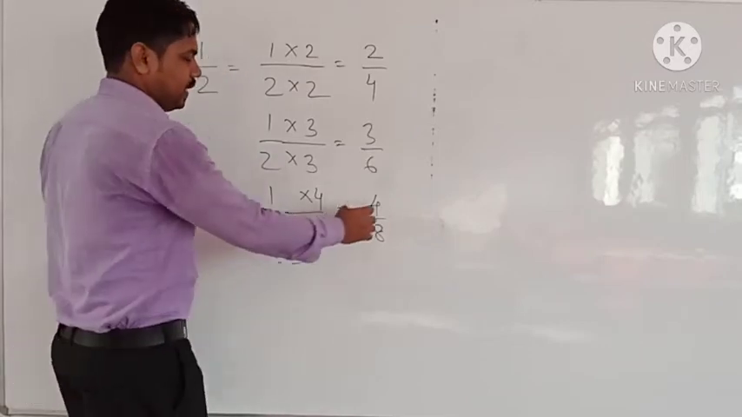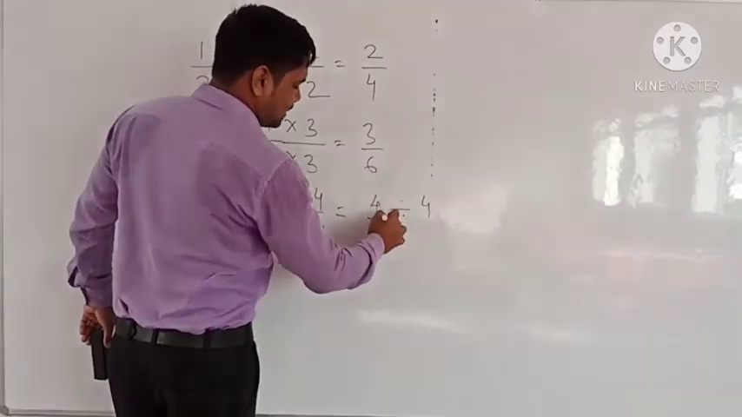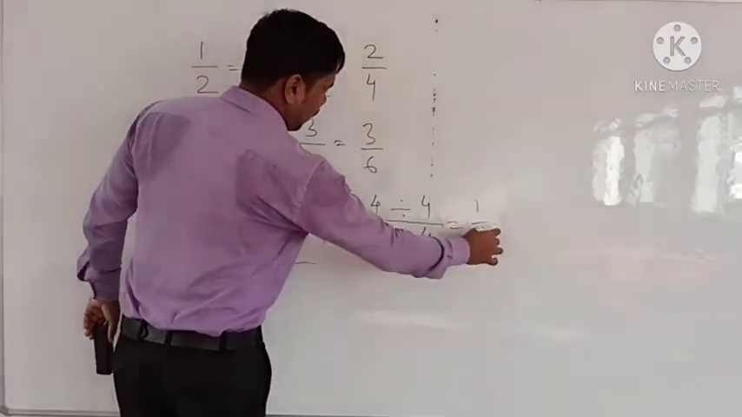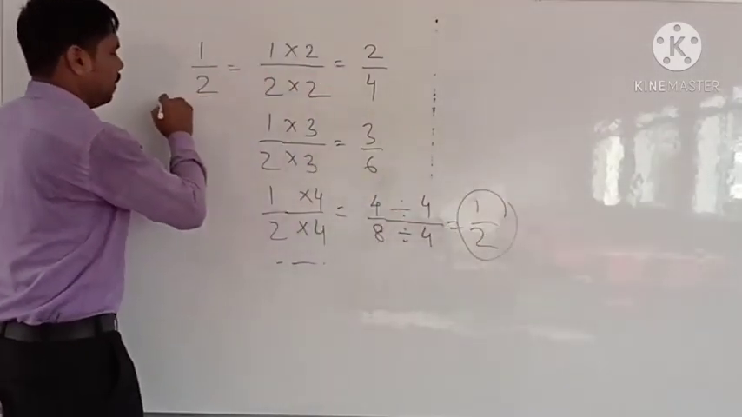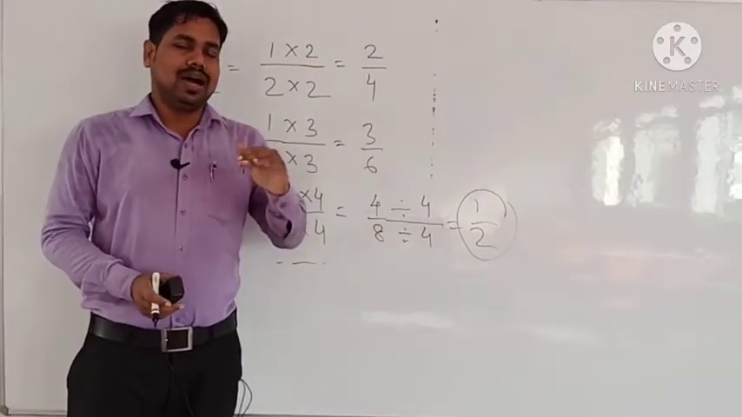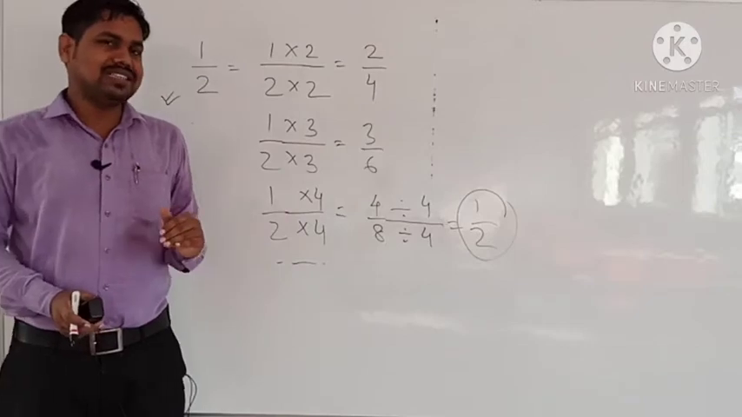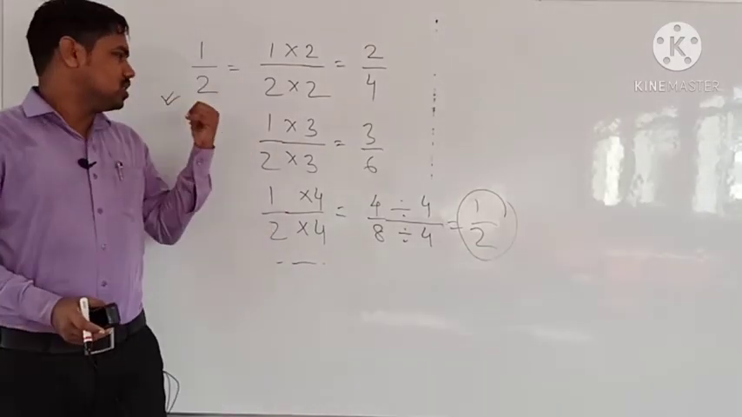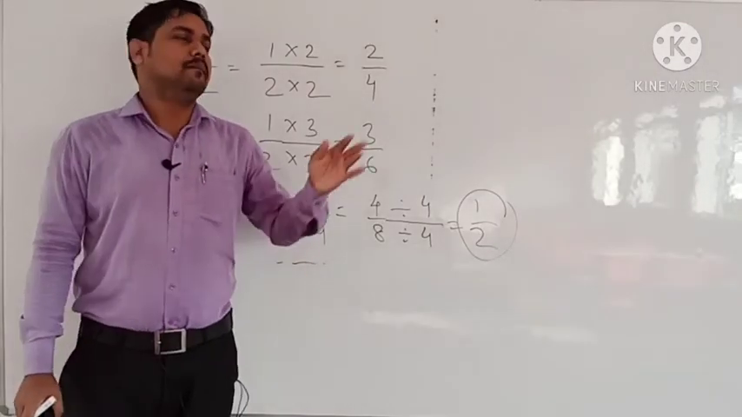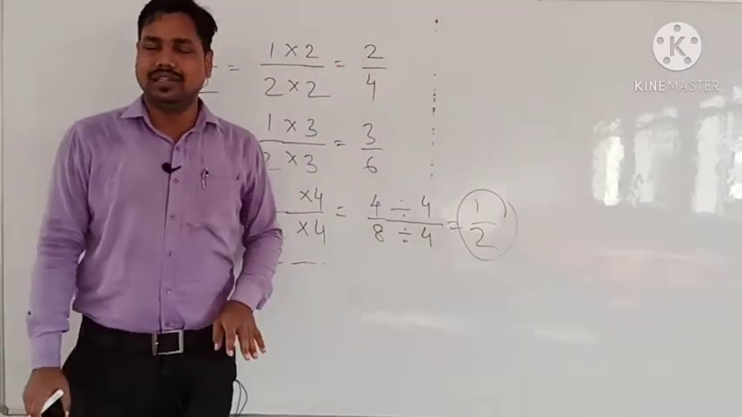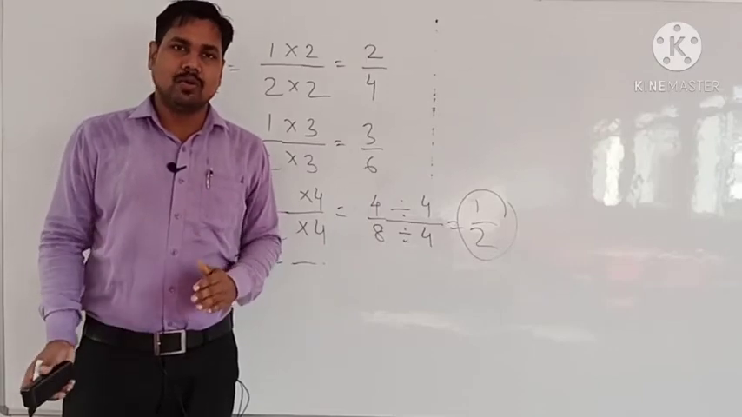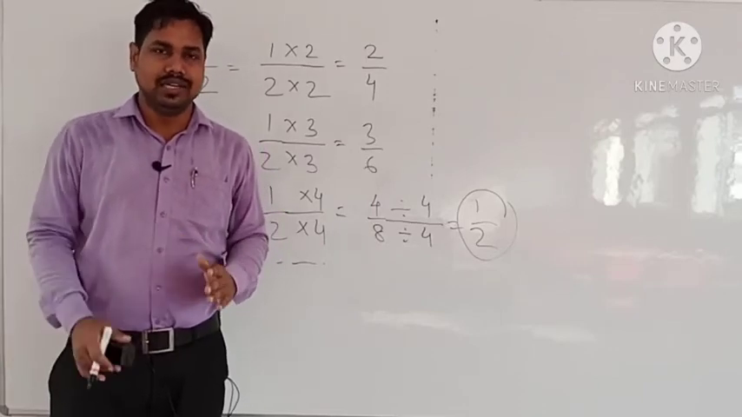If you divide this 4 by 4 on both sides, you will get 4 1s are 4, 4 2s are 8. So you can see 1 by 2, 1 by 2. So there are two ways: either you can reduce the fractional number to the lowest form, which is the simplest form, or you can multiply to write the equivalent fractional number. So these are the small recapitulations of what we have learned till now.